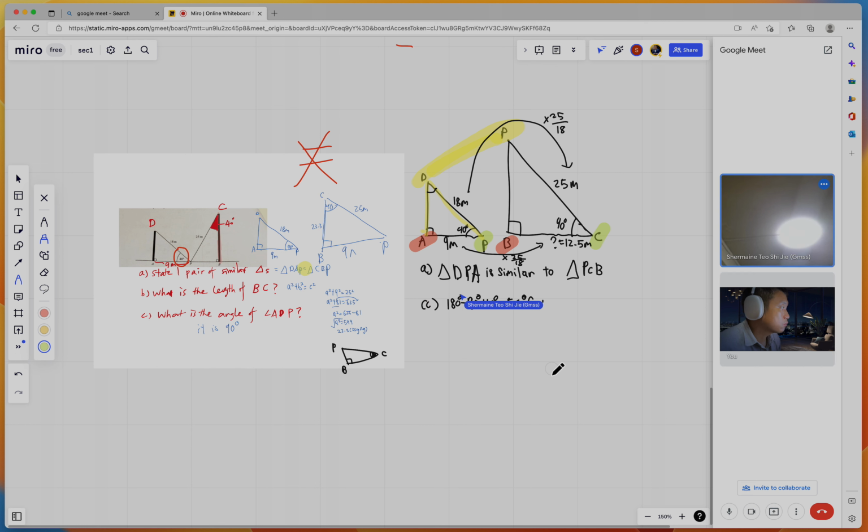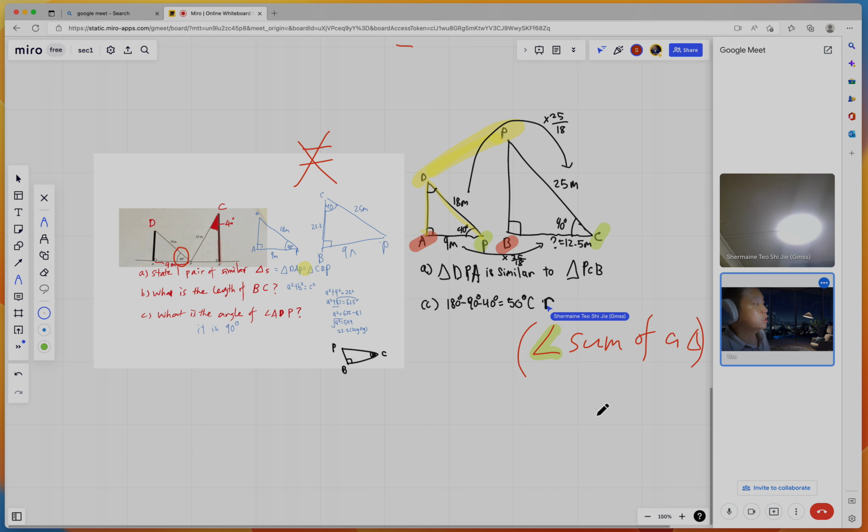Triangle. You see? You cannot remember all the reasons already. You better go back and read up on your notebook all the formulas, all the reasons. This is called angle sum of a triangle. 180 minus. Clear or not?